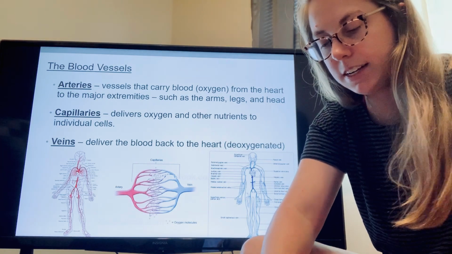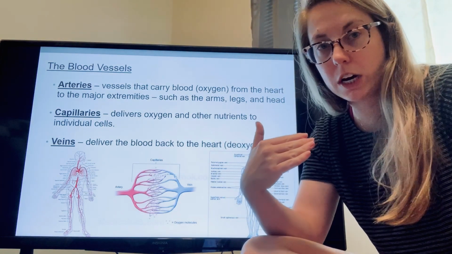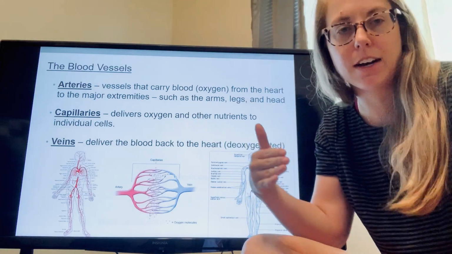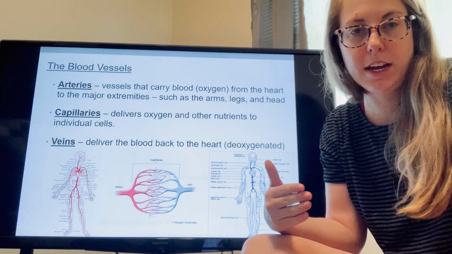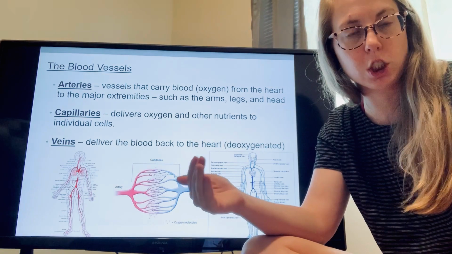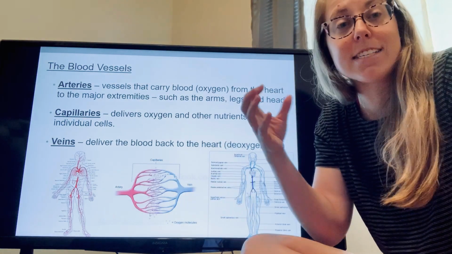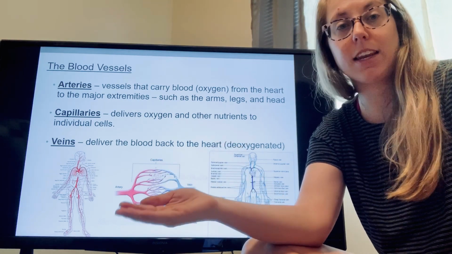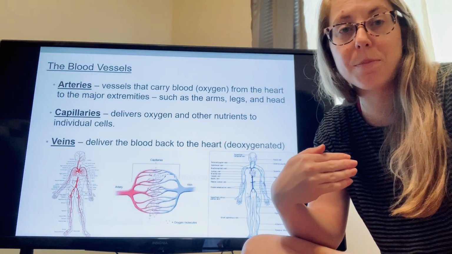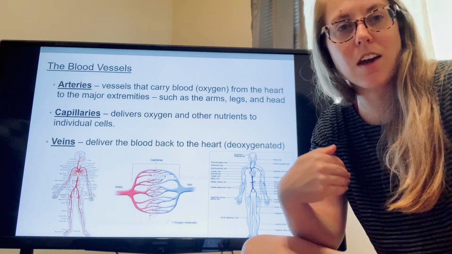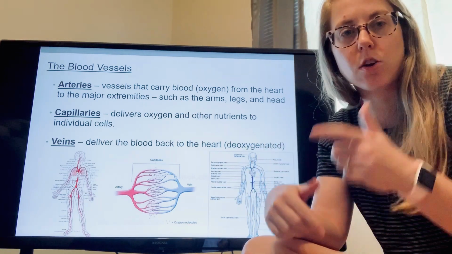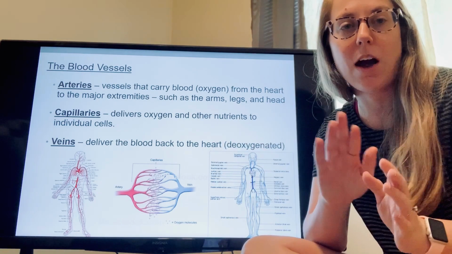And then if you look over here at the veins, that's on the other side. The veins deliver the blood back to the heart that's not oxygenated anymore. So it is the deoxygenated blood, because our body is going to send blood out that's oxygenated. It's going to deliver the oxygen to the area that's in need, and then it's going to come back to our heart and lungs to get the oxygen that it needs to then be pumped back out. So it's a continuous cycle of the blood being pumped in and out of the heart.